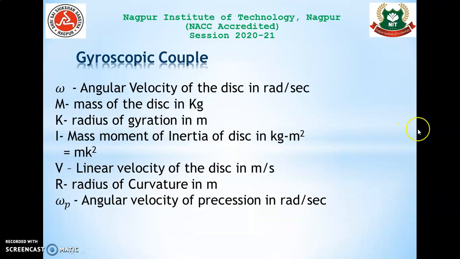Now, we will see some basics of this gyroscopic couple equation. Omega is the angular velocity of the disk in radians per second. m is the mass of the disk in kg. k is the radius of gyration in meters. I is the mass moment of inertia of the disk in kg meter square, and the equation for this I is m k square. v is the linear velocity of the disk in meters per second. Capital R is the radius of curvature in meters, and omega p is the angular velocity of precession in radians per second.